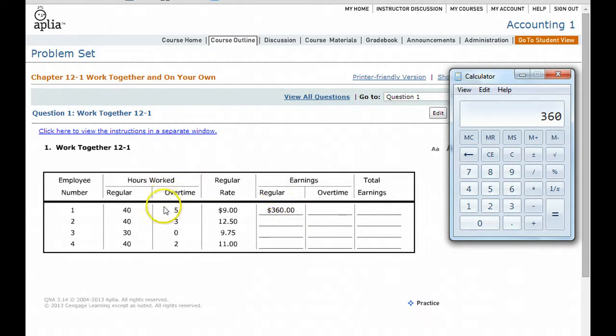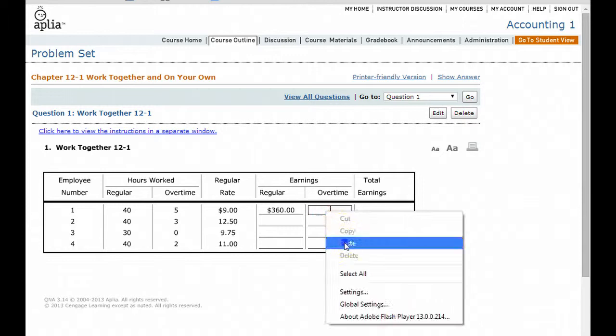Now, over 40 hours is overtime, so this person worked 5 hours overtime. How you calculate overtime is just a tad bit different. You're going to take 5, the number of overtime hours, times 9.0, but you're also going to multiply by 1.5, because that's the overtime rate. So it's going to be 5 times 9 times 1.5. So let's do that on our calculator here. So we got 5 times 9 times 1.5, and we get $67.50. So I'm just going to put that right here.